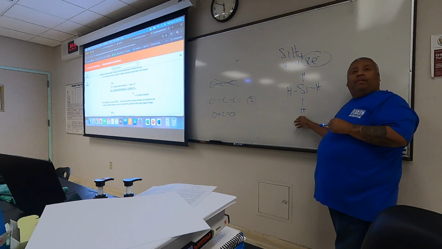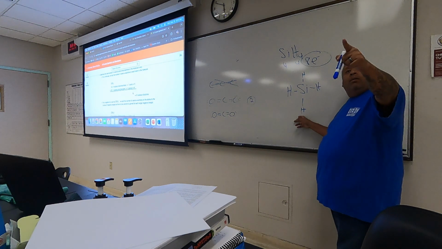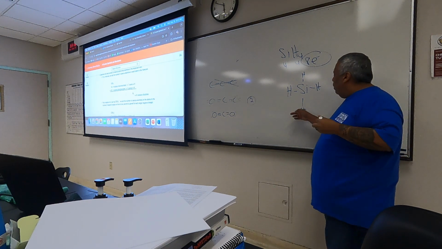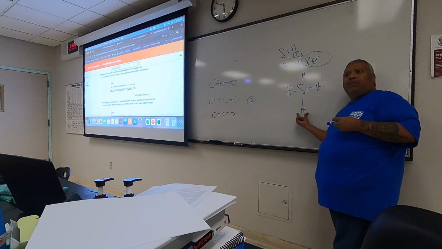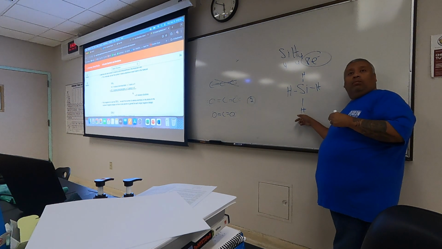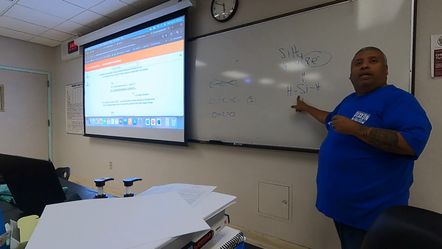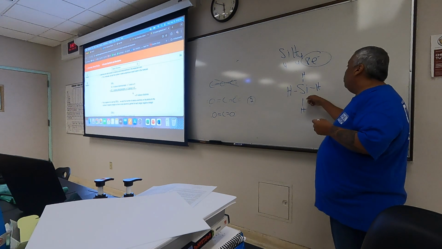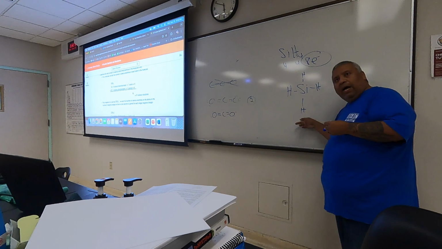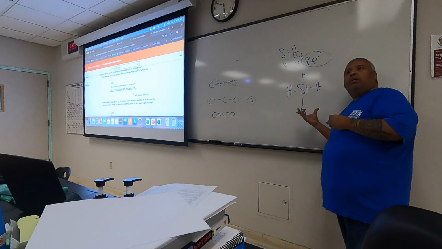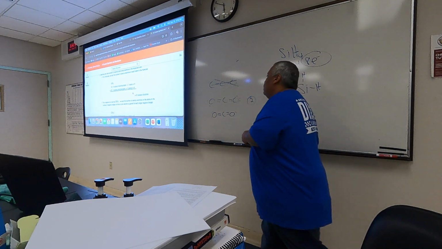Did hydrogen fill its rule? Yes, Brandon says yes, but Sue says that it doesn't, so let's make sure we're clear on this. How many electrons does hydrogen require? Just 2. This is a duet rule. Did silicon fulfill its octet rule? Yeah, 2, 4, 6, 8. So silicon has 8, hydrogen has 2. This is our Lewis structure for silane.